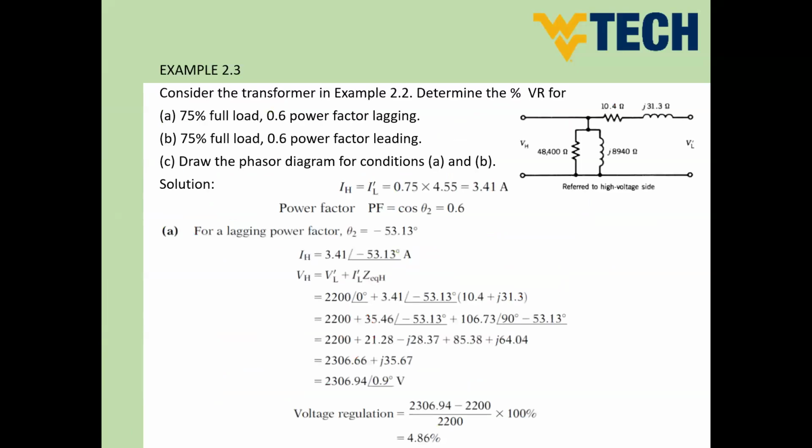Let's see an example together. Here in this example, consider the transformer in example 2.2, which we already solved in the previous class, and we identified the parameters of this transformer. We need to determine the percent voltage regulation for the first case: 75% full load, 0.6 power factor lagging. 75% full load means our transformer is loaded by three-quarters of the full load, and the power factor is 0.6 lagging.